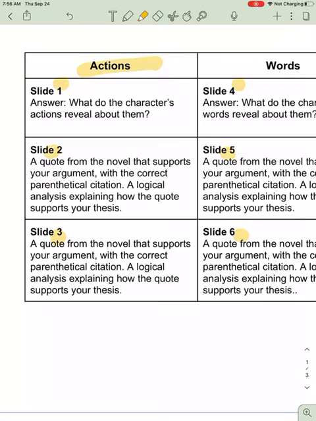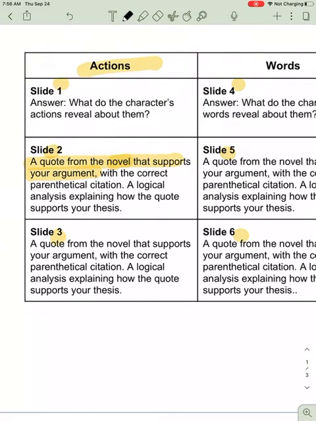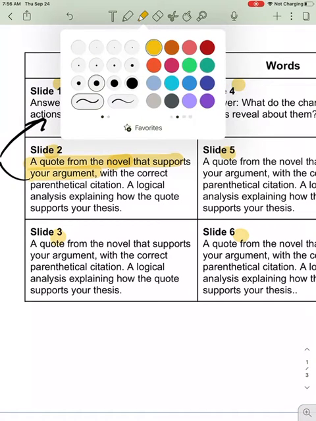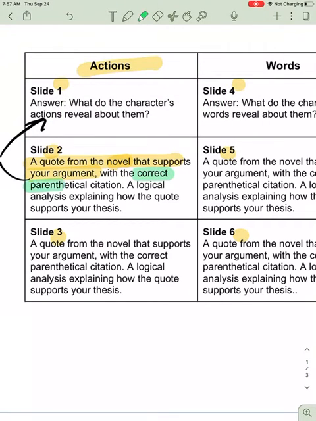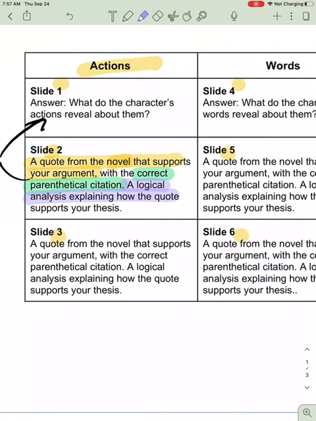Slide number 2. You're going to find a quote from the novel that supports your argument. Your argument is the answer to this question. So you have the quote at the top. Don't forget, let's make this a different color so that you remember. You want the correct parenthetical citation, and I'm going to tell you what that is in just a minute. And then you need to provide a logical analysis explaining how the quote supports your thesis. So there are 3 parts here: the quote with the citation and the analysis.